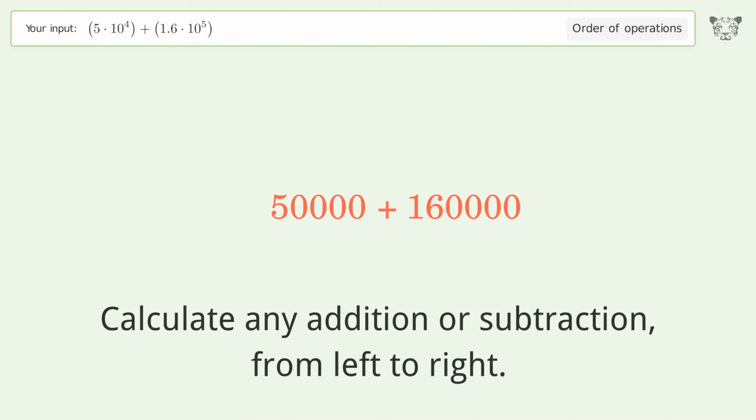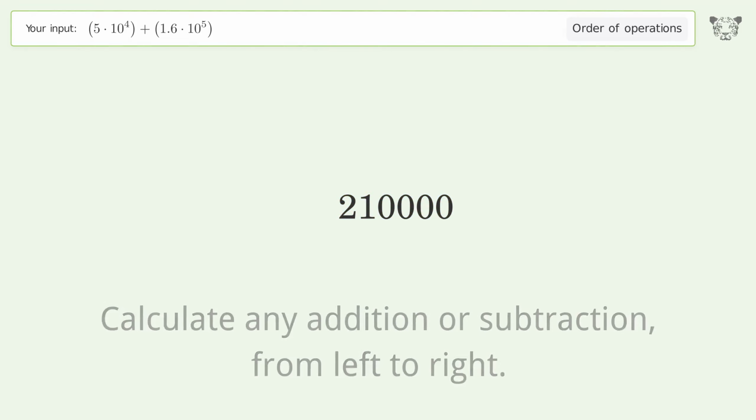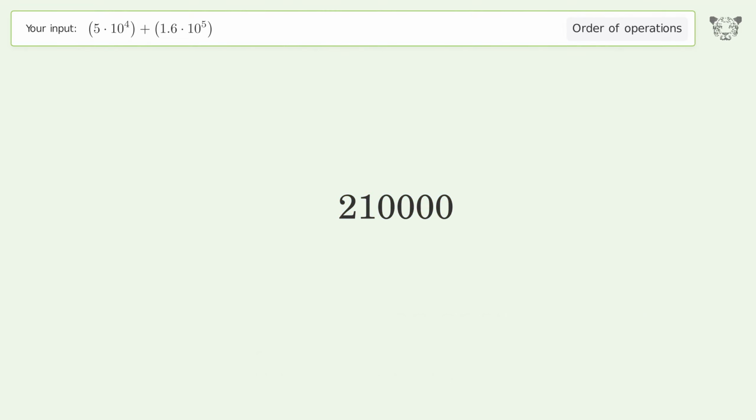5,000,000 plus 16,000,000 equals 21,000,000, and so the final result is 210,000.